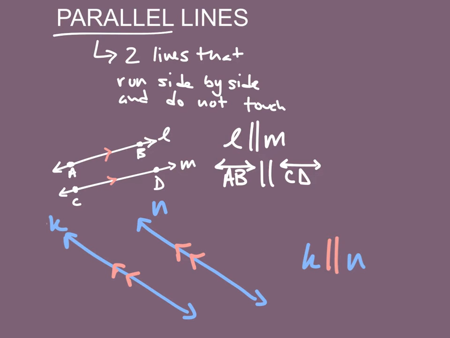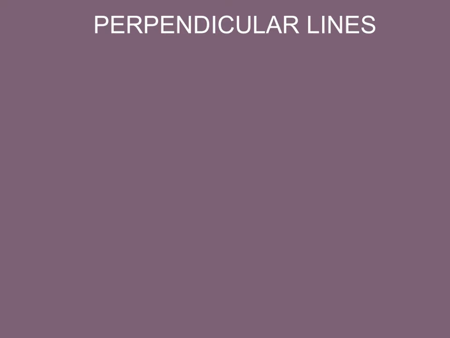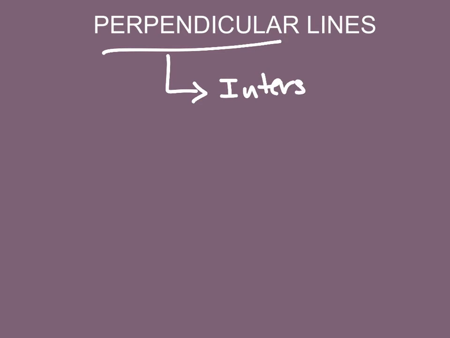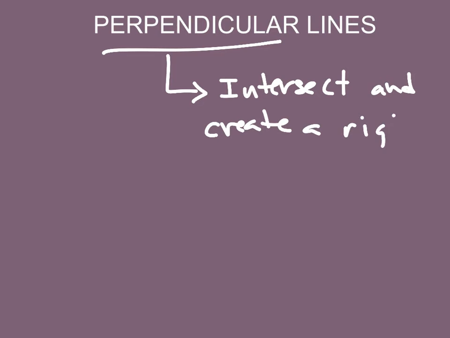Let's talk about perpendicular lines. Now, perpendicular lines are lines that intersect and create a right, or 90-degree, angle, okay?